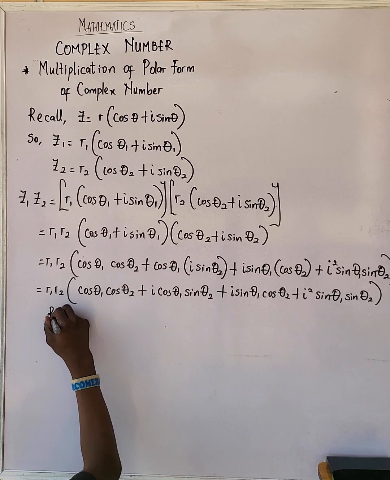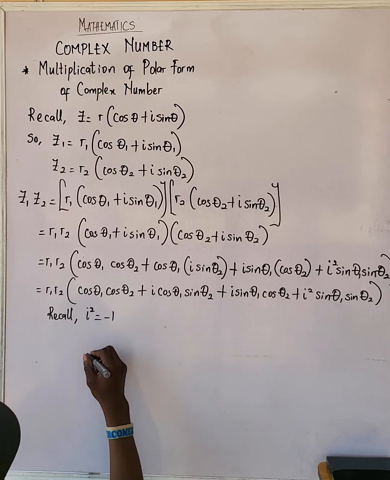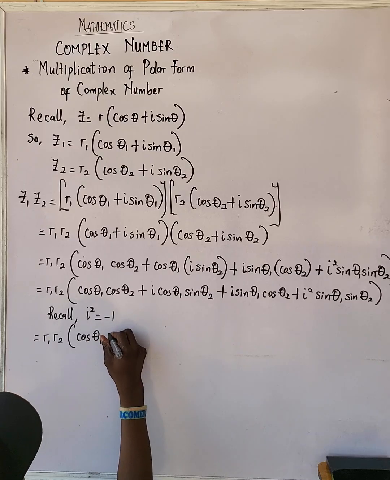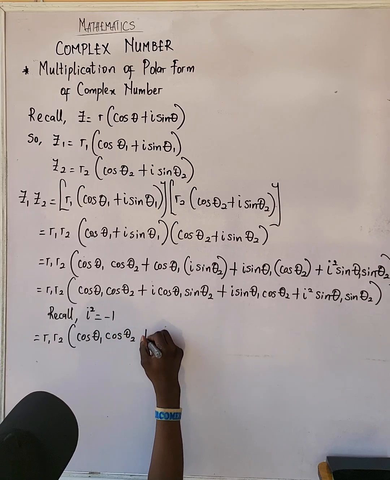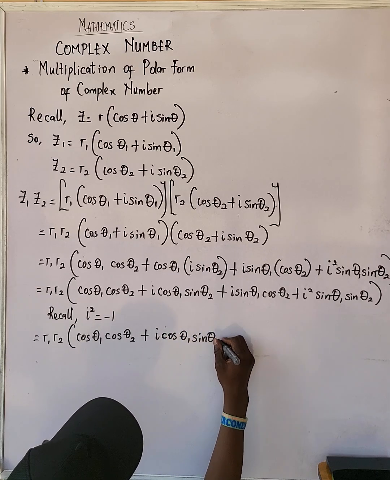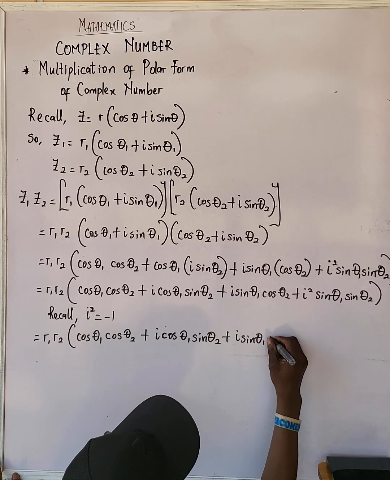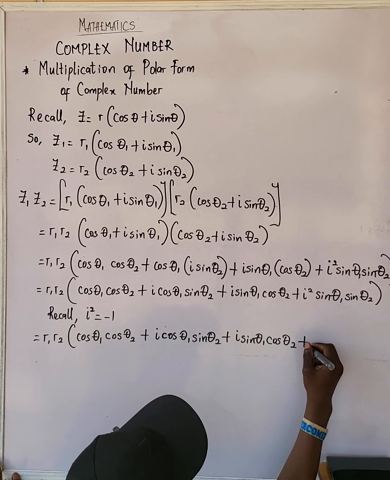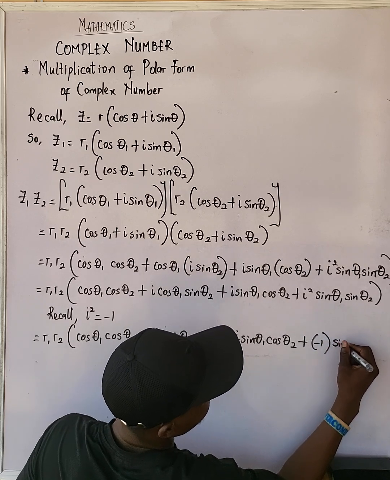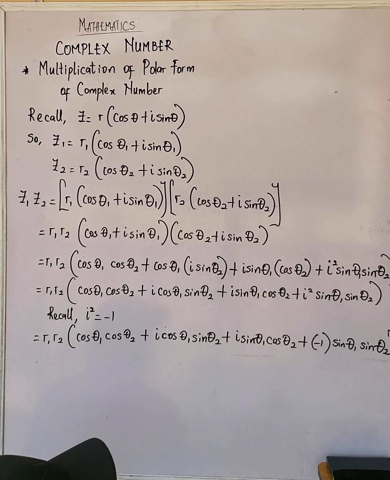Do we get? So you now recall that i square is equal to minus 1, right? So that will give us R1, R2 cos theta 1 cos theta 2 plus i cos theta 1 sin theta 2 plus i sin theta 1 cos theta 2 plus what is now this i square? The i square now becomes minus 1. So we have sin theta 1 sin theta 2.